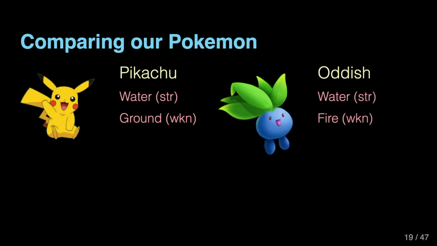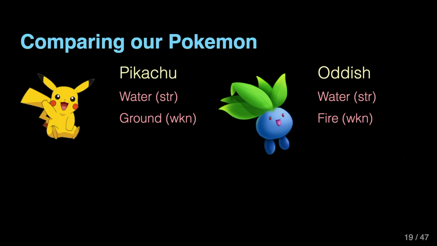So if we compare our Pokemon, we have Pikachu, which has a strength against water-type Pokemon and a weakness against ground-type Pokemon, and Oddish, which has a strength against water but a weakness against fire. So we can sort of use these strengths and weaknesses to choose which Pokemon we send into battle.